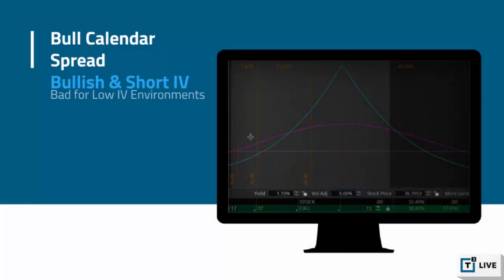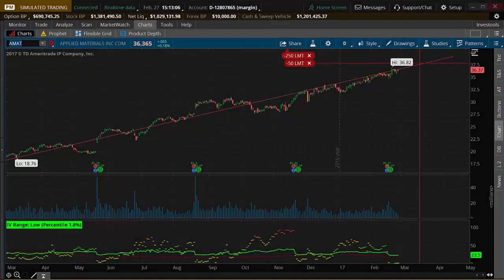In this example, I'm going to be using a different style of trade. We're still trading Applied Materials. We still believe it's going up. We still have roughly the same time frame. I'm looking at the March 17th expiration. But in this case, I'm going to use a calendar trade, and this specifically an offset calendar trade, to capture a profit if the stock does what we believe it's going to do.